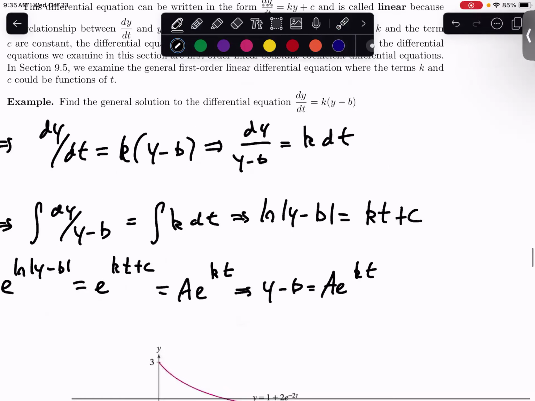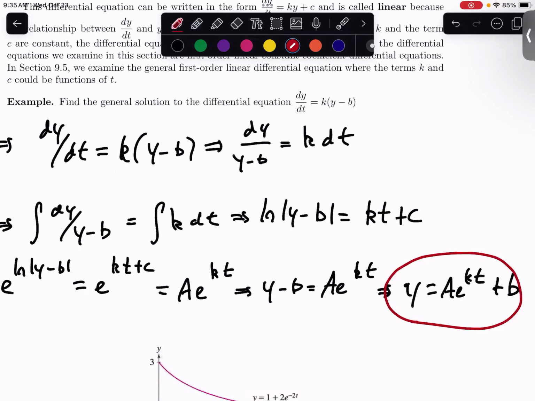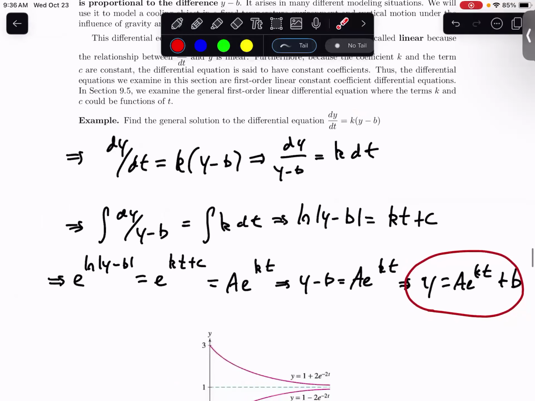And then from there, you just add b to both sides, right? So you have y is equal to a times e to the kt plus b. And so this is the solution that we find. So it's exactly the same as what we just did, right? Before we were just looking at k times y, and this is what we found for the general solution. And now with this minus b showing up, you just add b, right? That's all that's going on now. It's the only change. Any questions about how I derived this general solution to this equation?